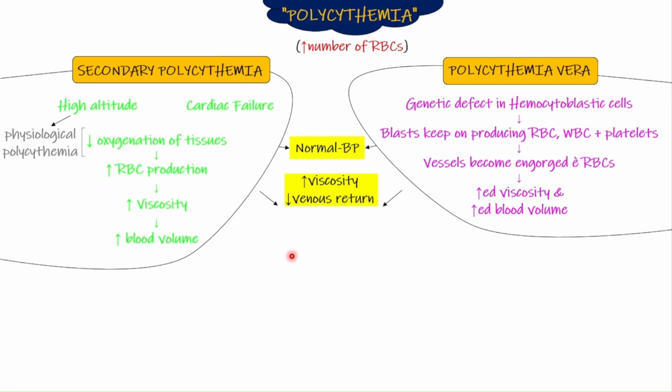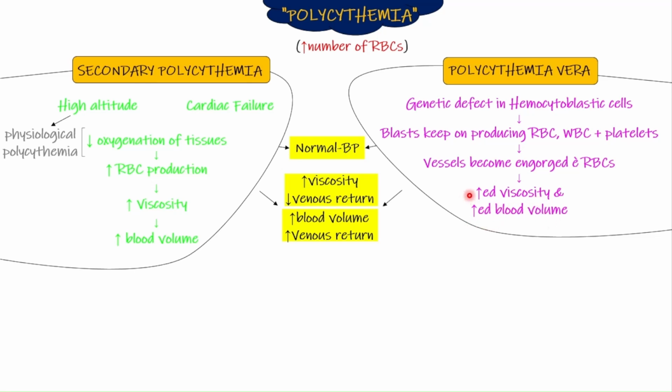But increase in blood volume will lead to increase in venous return. As you know, whenever the blood volume increases, the mean systemic filling pressure increases, which results in increased venous return, increased return of blood to the heart. So polycythemia was causing two things: one, increased viscosity, and the other one, increased blood volume.